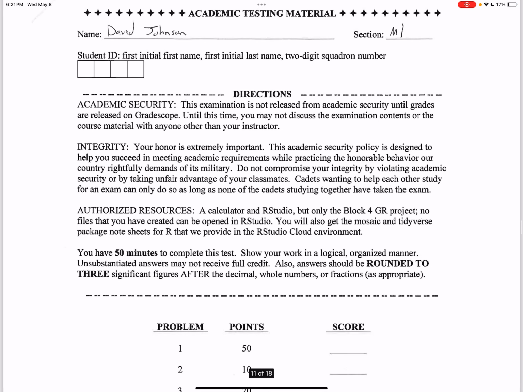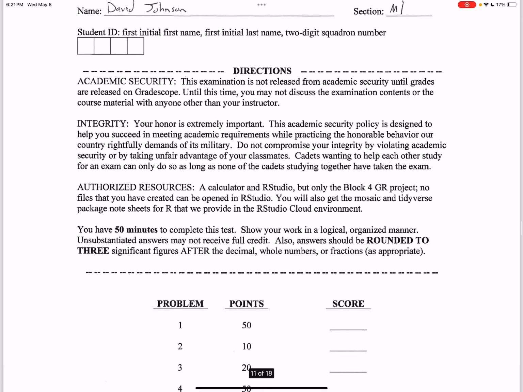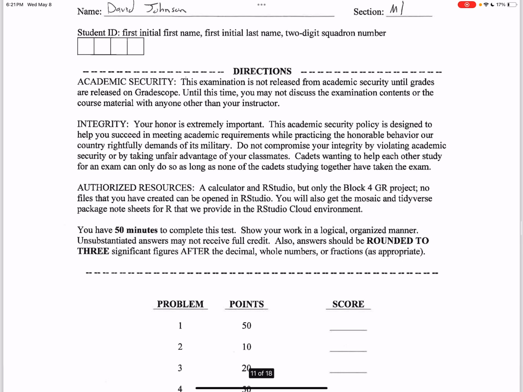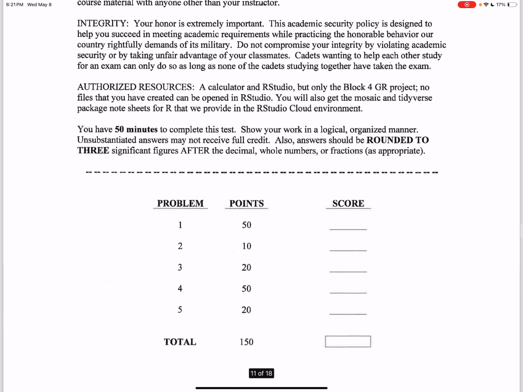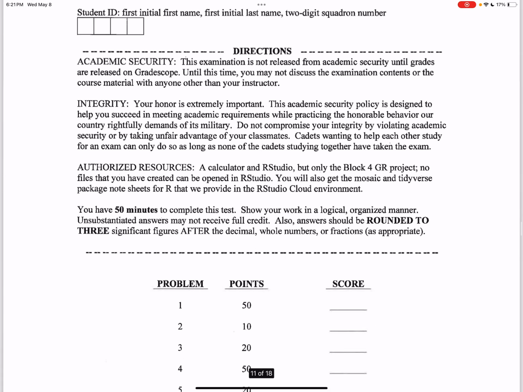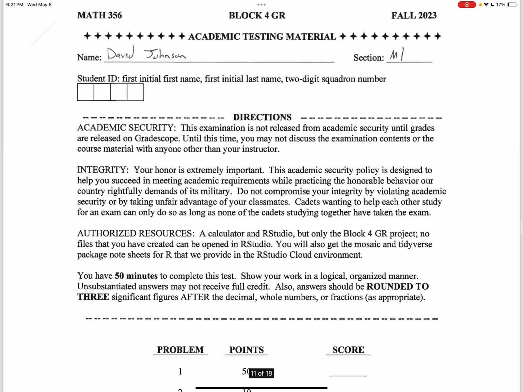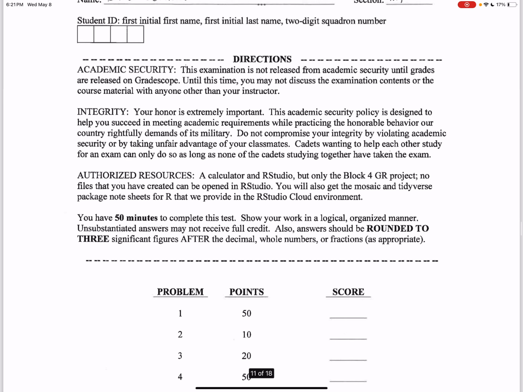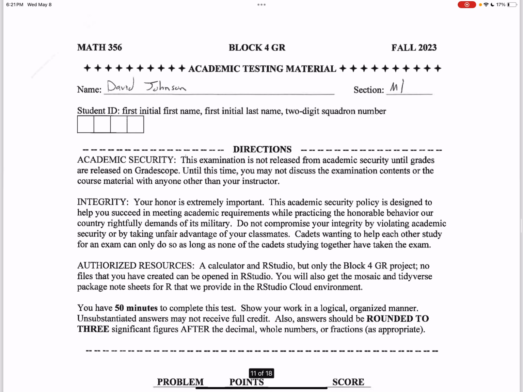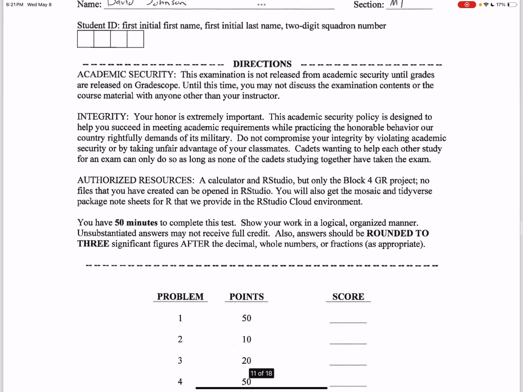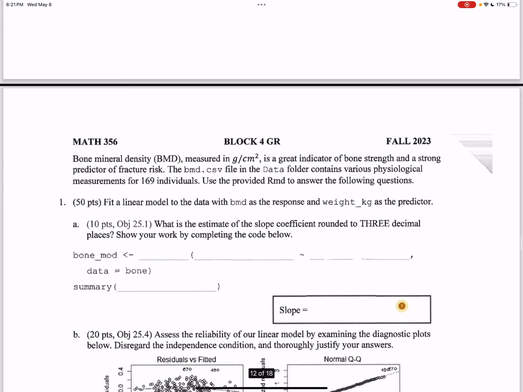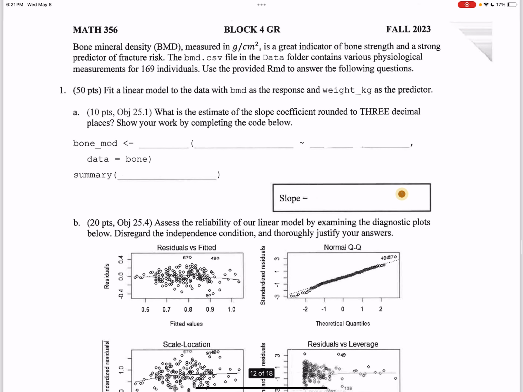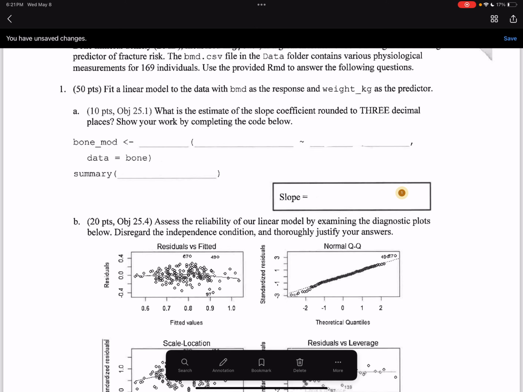Quick review for GR4 for MATH356. Thank you, DJ, for this test, which is not under academic security, right? Until grades are released in Gradescope. This is fall 2023, so we assume grades have been released on Gradescope. And so let's go. I blanked all of it out, so we're going to try and do it together. Hopefully I can answer these questions.